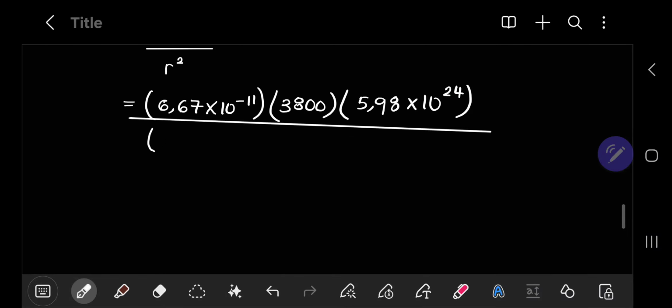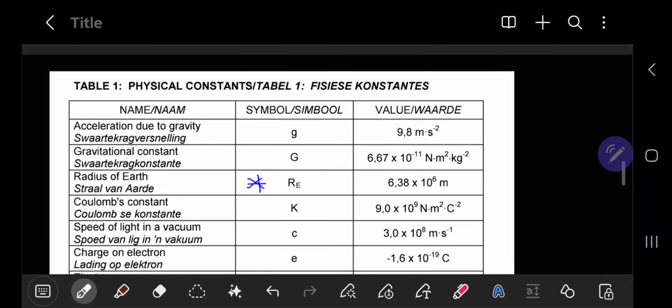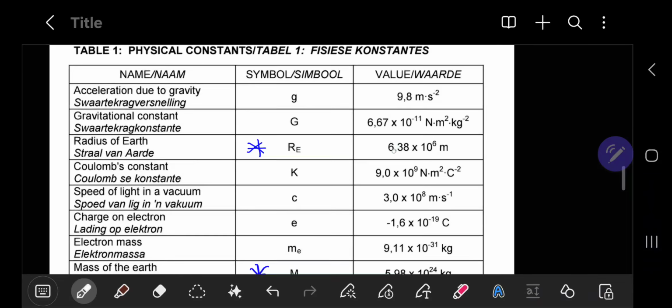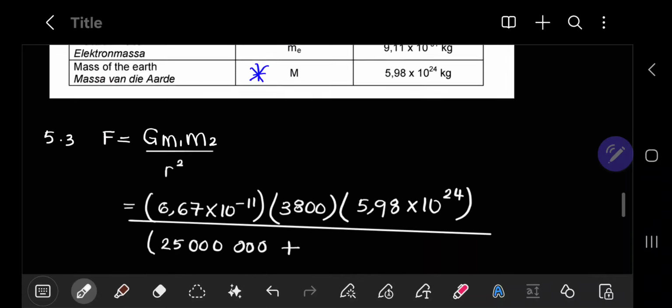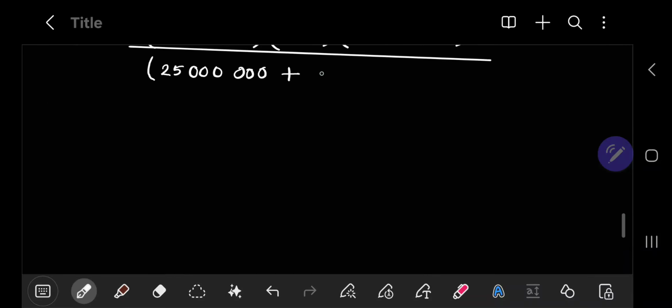Bear in mind though, that 25,000 kilometers is not in the right unit. To convert from kilometers to meters, we multiply by 1,000. So I'm just going to add an extra 3 zeros to this. Onto that, I am going to add the radius of the Earth, which you can get from your formula sheet. It is 6.38 times 10 to the power 6. Don't forget to square.